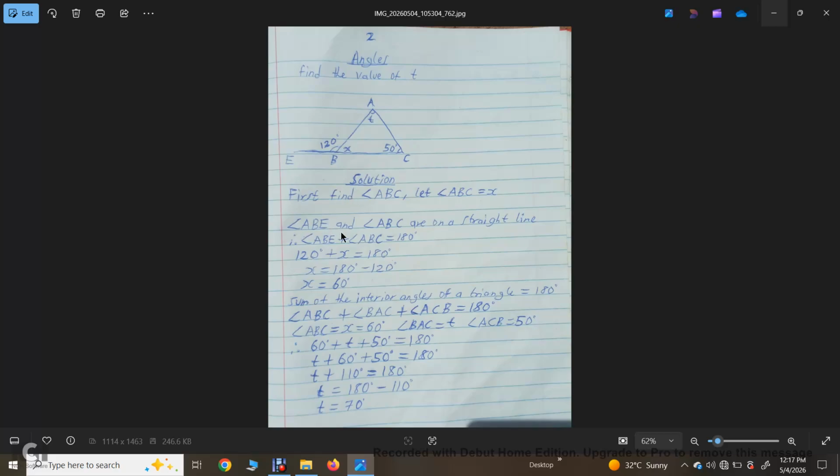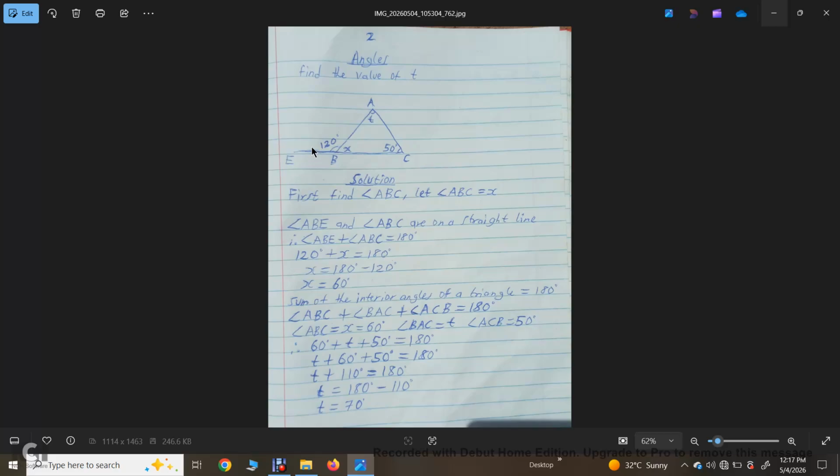Angle ABE and angle ABC are on a straight line. So therefore, angle ABE plus angle ABC is equal to 180 degrees. This is so because this is a straight line.